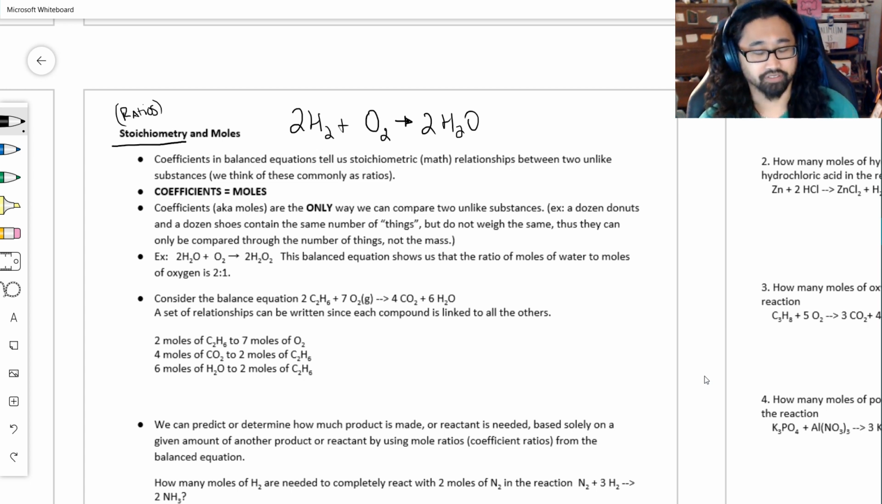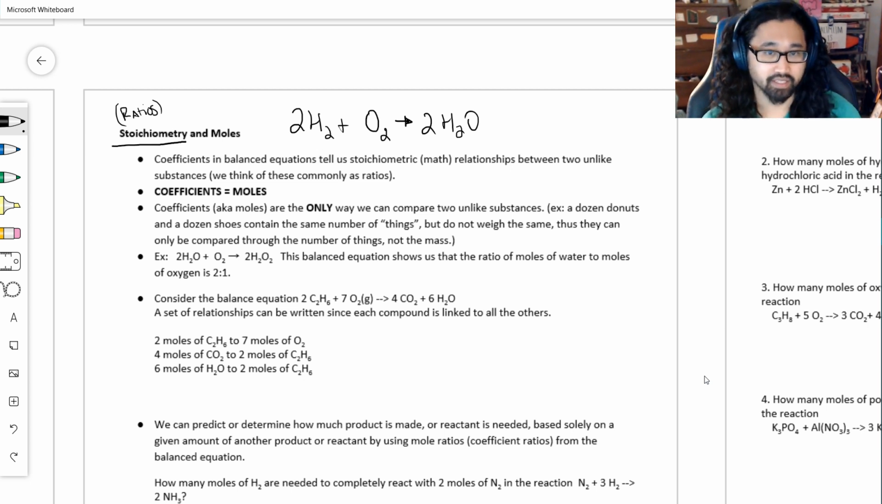Right there is a balanced chemical equation. This is the combination, the synthesis of water through hydrogen and oxygen gas. It's balanced because there are the same number of each element on both sides of the equation, the sides separated by the arrow.